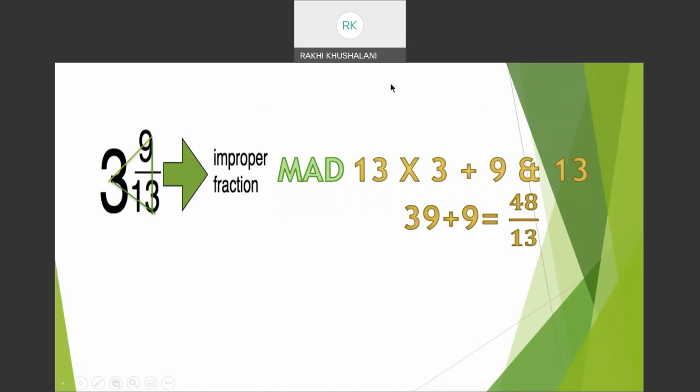3 into 13, or 13 into 3, is going to give me 39. 39 plus 9 gives me 48. 48, and the denominator, this is the denominator, right? So MAD is the term you have. In a mixed fraction we are remembering QRD. Here we have to remember MAD.